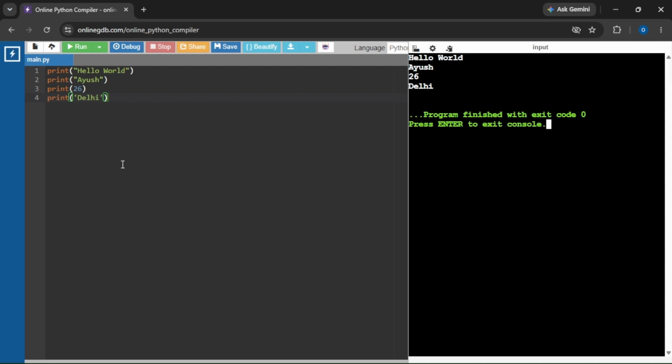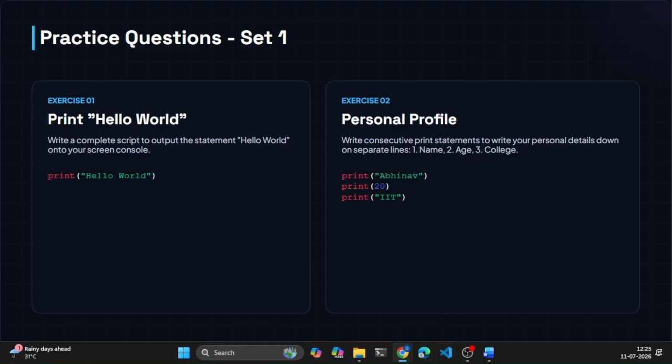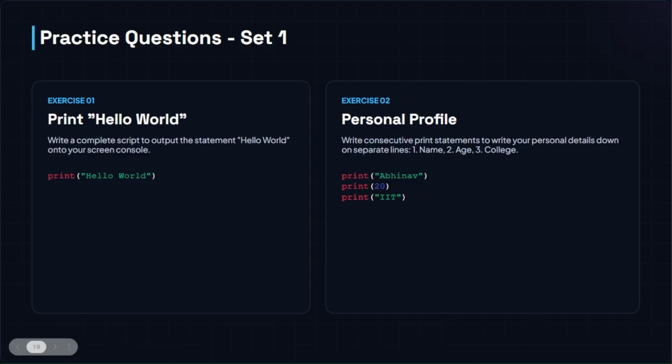Now let me give you a small task to do by yourself. You need to print hello world, and then you need to print Python. Next line, programming. Next line, is. Next line, good. So start by yourself. I will wait.